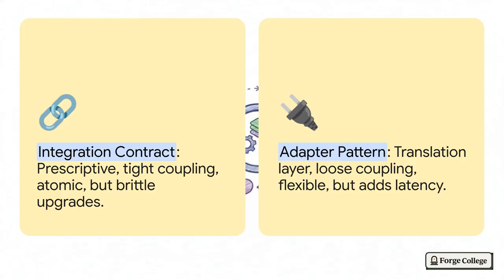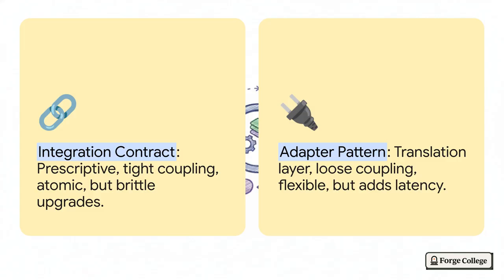Yeah, they're pretty stark. On one side, we have the integration contract. Now, this is highly prescriptive. You are tightly coupling your on-chain and off-chain agreements. Both your program and the external protocol have to honor the exact account layouts and instruction formats. It's atomic, which is awesome, but it's also incredibly brittle. Upgrading it takes a ton of coordination. Think of an integration contract kind of like running a three-legged race. If your partner trips, guess what? You're going down with them.